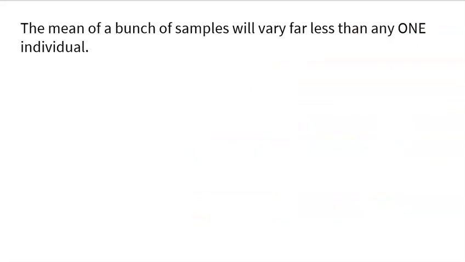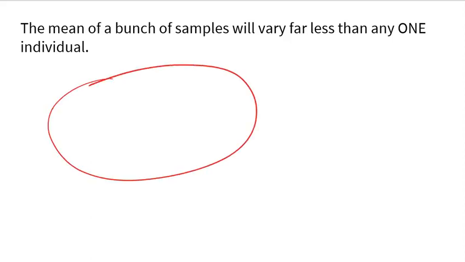Now, the last thing until we really dive into this is that I need you to also understand this. The mean of a bunch of samples will vary far less than any one individual. So think about this for a second. Out of all giraffes, any one giraffe could vary a lot, just like people. Somewhere out there is the true mean of all giraffes, but there could be a little tiny giraffe that's really, really short, or there could be a really big giraffe.